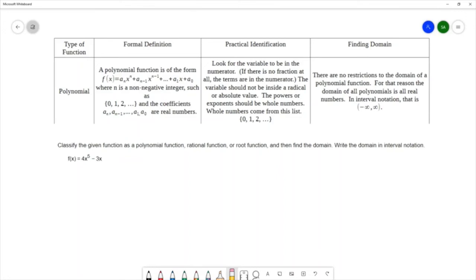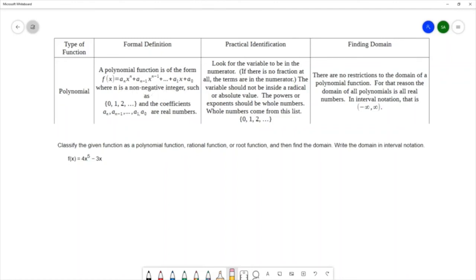So I thought I'd pause for a minute to make sure you understand what a polynomial function is. A polynomial function is one of the form f of x equals a sub n x to the n plus a sub n minus 1 x to the n minus 1 plus ..., meaning the pattern continues until you get to a sub 1 x plus a sub naught, or a sub 0. And this is where n, being that power on the variable, is a non-negative integer.